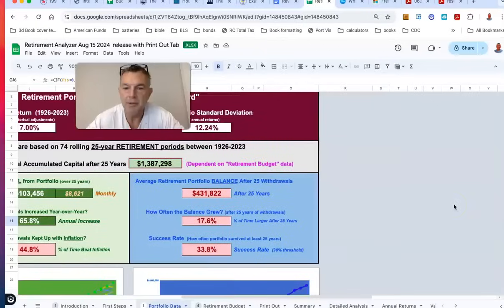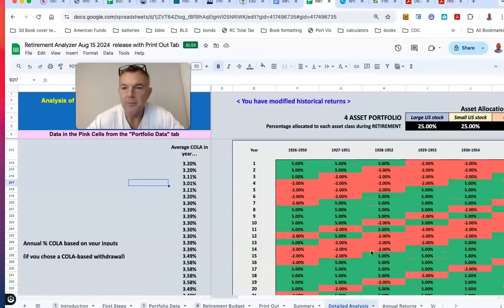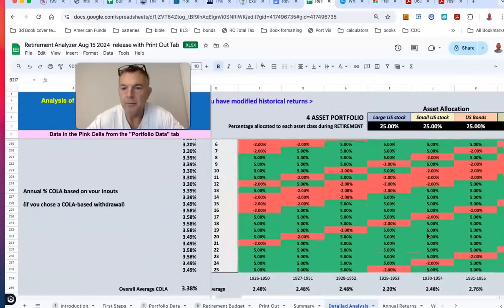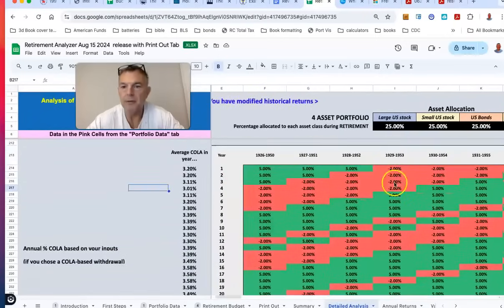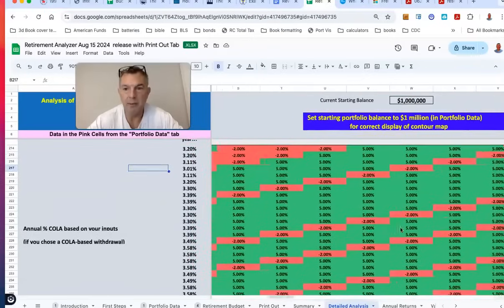Even here, let's just go back to this detailed analysis. Look at this. You can see it right here. Look at all the negatives. Woo, Nelly. Why are there so many more negatives? Because I reduced our rate of return.